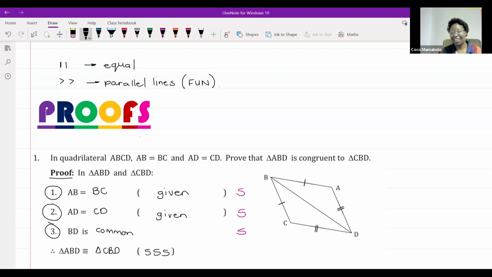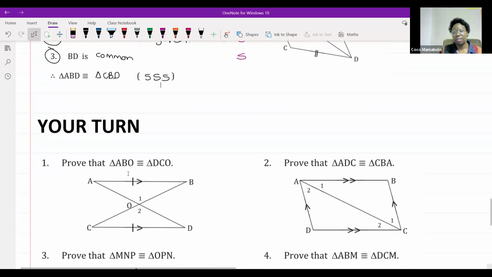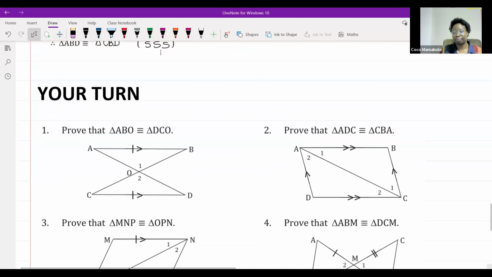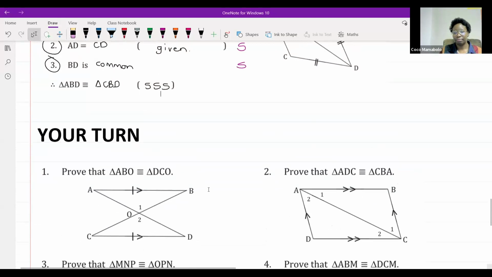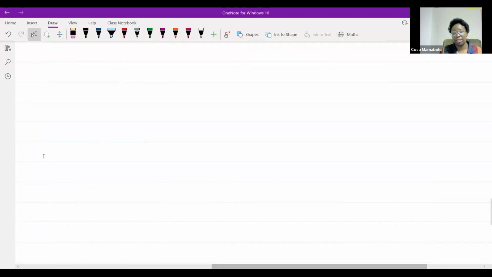Okay, now it's your turn. Let's do number 1. Start with number 1, peeps. I'm going to take a screenshot of it because I want us to do it together, actually. I want us to note what we need to do in this particular question. All right, let's start. Here it is.